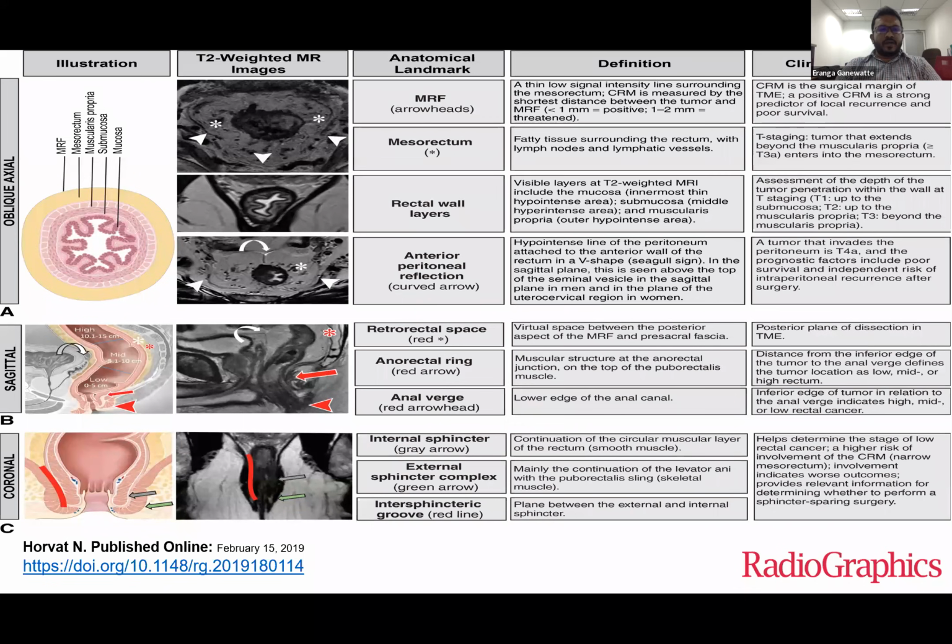And in the lower rectum, you have to make sure that when you are seeing the MRI, whether the sphincter complexes are involved. That is in the very lower MRI image, you can see these: the external sphincter, internal sphincter, and the intersphincteric plane as well.